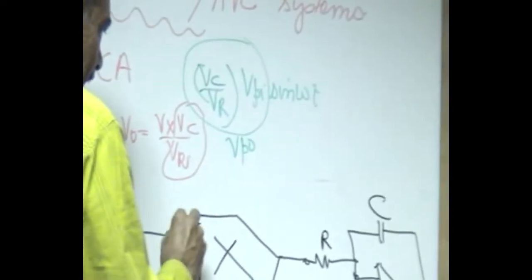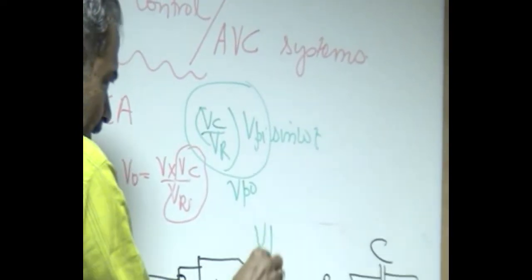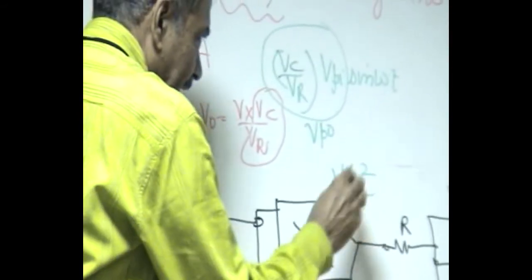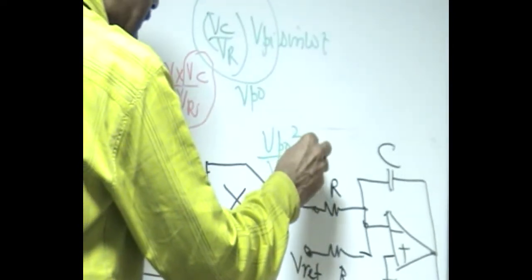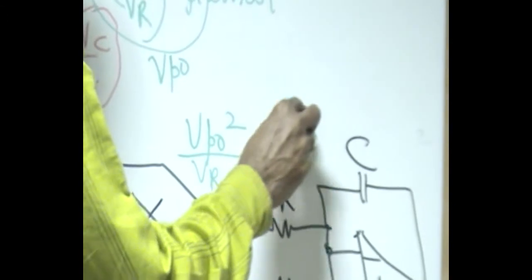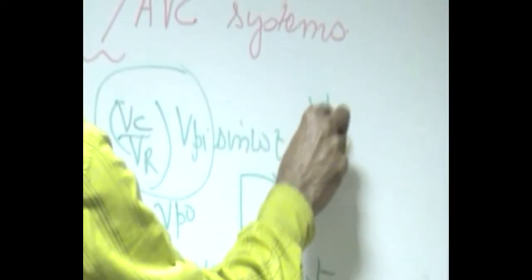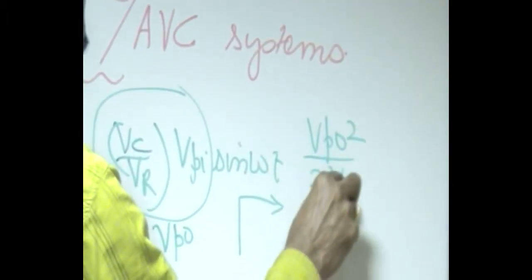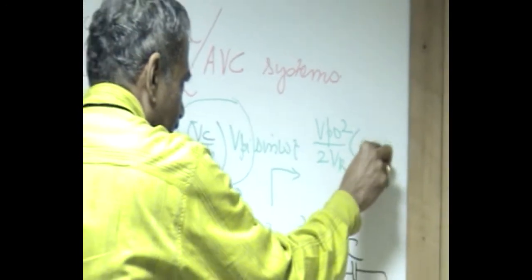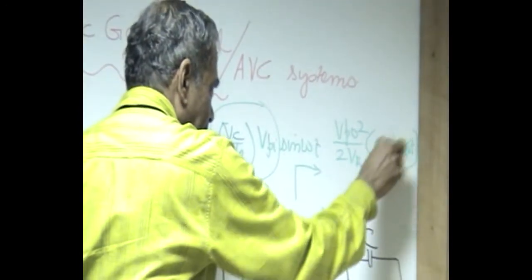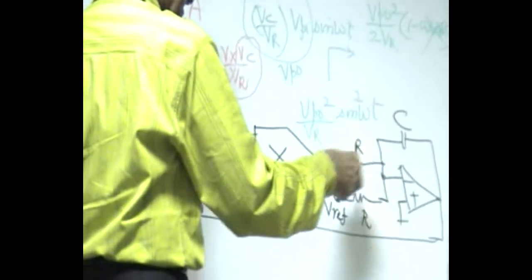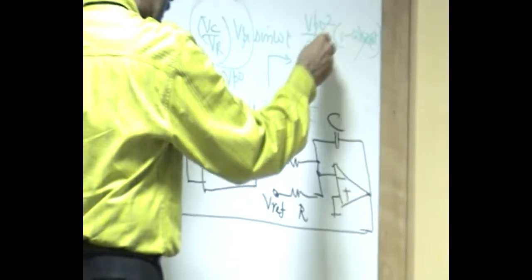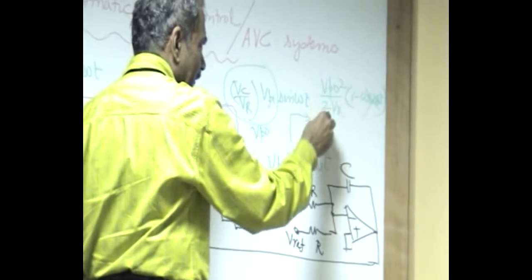So this Vpo is applied to both the inputs of the multiplier to detect the magnitude of the input. So it becomes Vpo squared divided by Vr into sine square omega t, which is nothing but, there is a DC component in this, which is Vpo squared divided by 2Vr into 1 minus cos 2 omega t. So this gets filtered, and the DC component here gets filtered by the low pass filter action of this, and it responds to only the DC, Vpo squared by 2Vr.